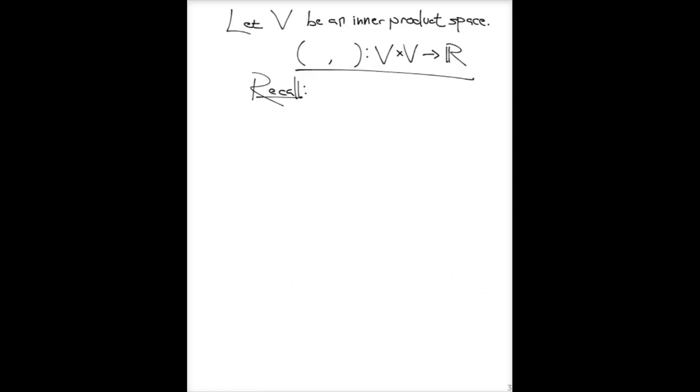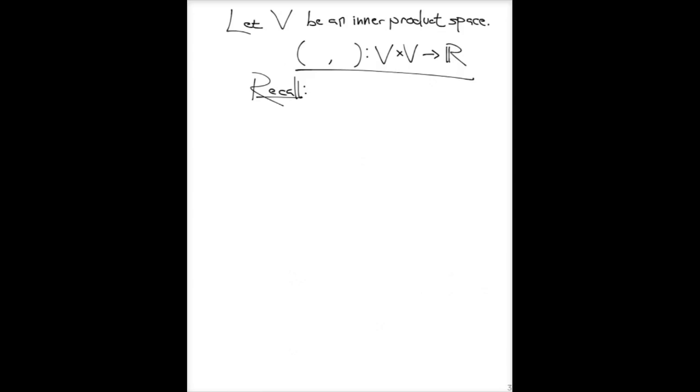Again, the canonical example to think of for an inner product is the dot product on R2 or R3, but we saw some more unusual examples in the last unit. For example, we saw a strange inner product given by an integral on the vector space of continuous real-valued functions. So we have an inner product space.